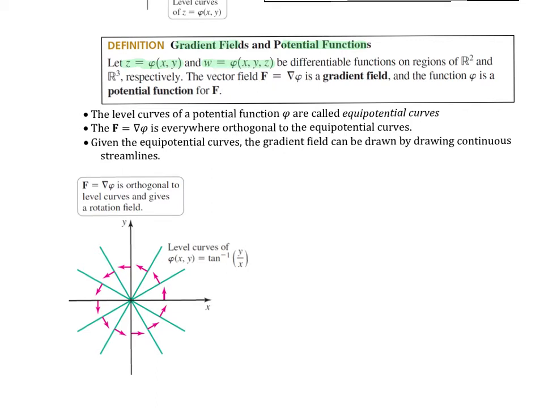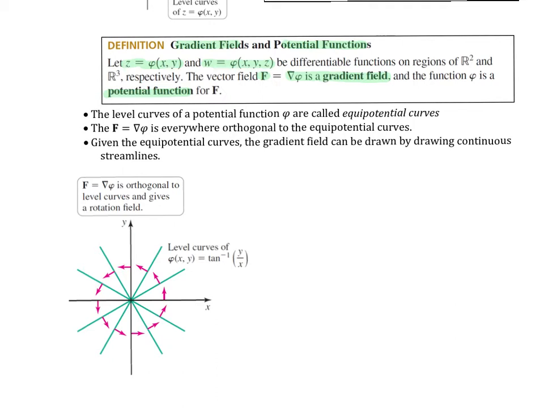So the vector field f, this bold f, whenever we're talking about a potential function and you see the bold f, you can assume that it's the gradient field, which is just the partial derivative with respect to x, with respect to y. And if you have this w function, with respect to z as well. Okay? And it's going to go with a potential function. So they go hand in hand.